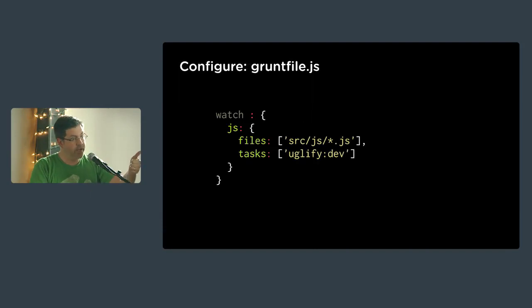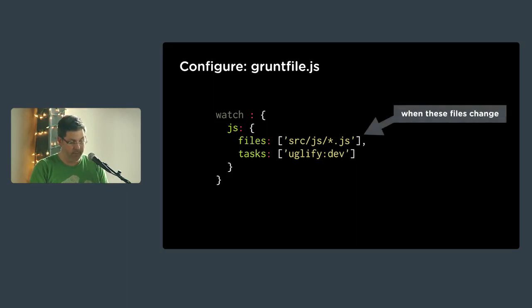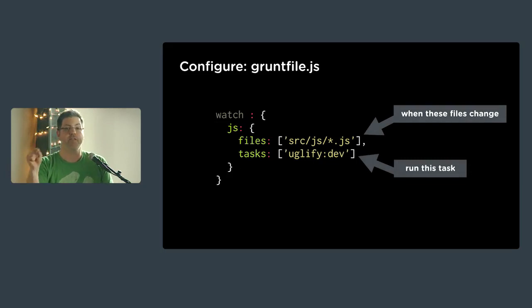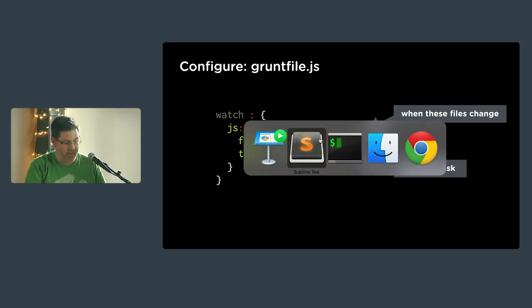So we start with configuration. I'm going to add this new property called watch, which has an object inside of it, and it has a property called JS, and then it has some files and some tasks. So the files are the files the watch command is supposed to look for. When it sees changes to any of the files indicated here with files, it runs the task listed under tasks. So if I make a change to any of my source JavaScript files, it'll run the Uglify development task, which will concatenate my files and put them in a new location. So let's add that.